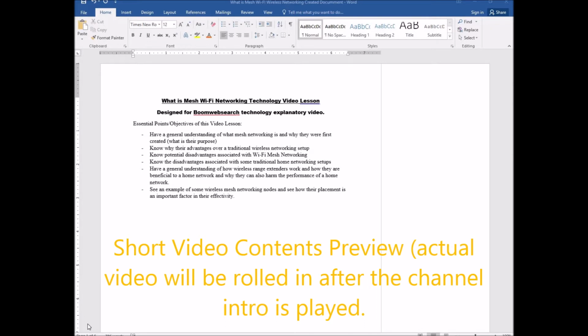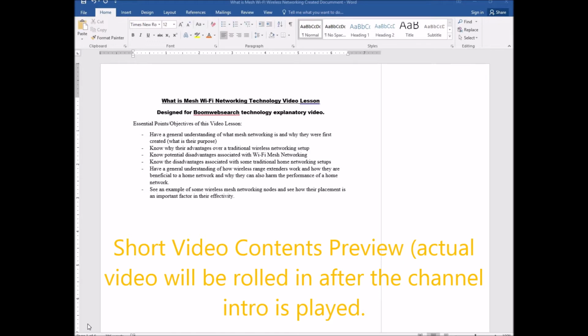Some objectives and key points for this video lesson are to have a general understanding of what mesh networking is and why it was first created, meaning what is its purpose; to know the advantages of mesh networking compared to a traditional wireless networking setup; to know the potential disadvantages associated with mesh networking; and to have some knowledge of what range extenders are and how they can benefit a home network, but also their disadvantages, which have the potential to harm the performance of a home network.